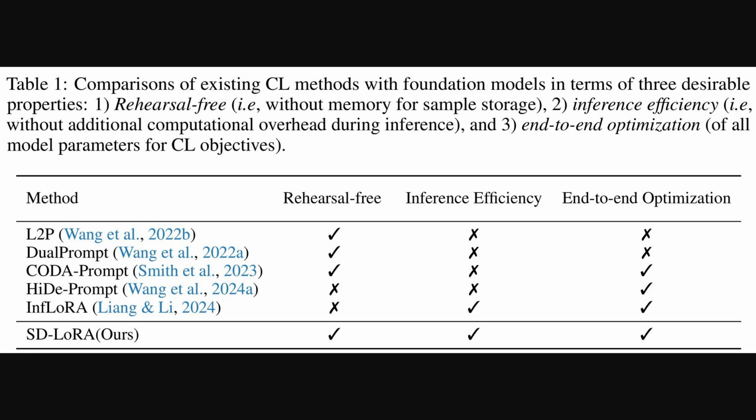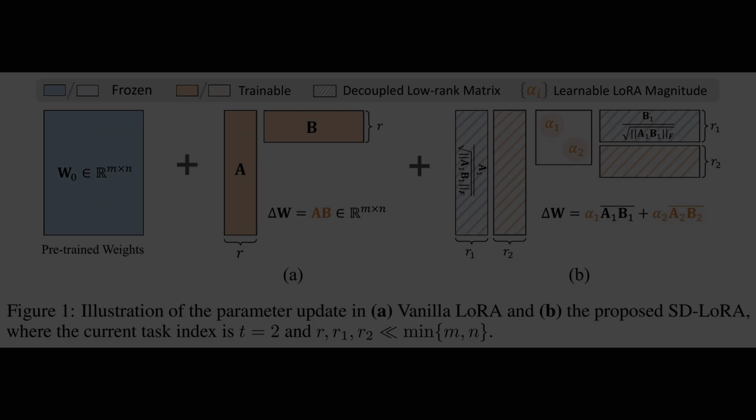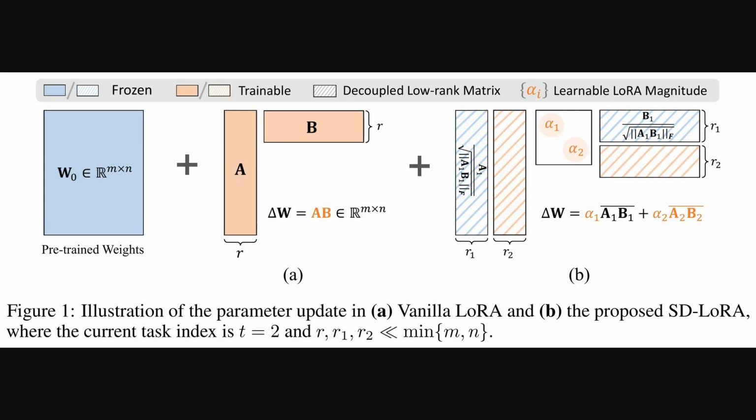Now, this table compares various continual learning methods. That's the general field of AI learning sequentially, based on 3 desirable properties. These are being rehearsal-free, so no need to store old data; inference efficiency, meaning it's quick when making predictions; and end-to-end optimization, where all parts are tuned together. The table clearly shows that Scalable Decoupled Low-Rank Adaptation is the only method listed that successfully achieves all 3, which is a significant advantage.